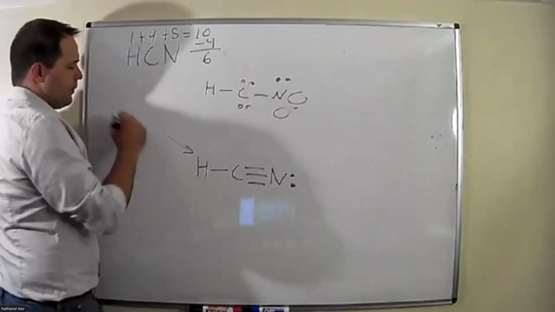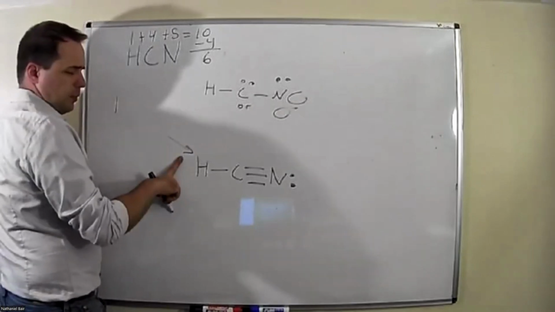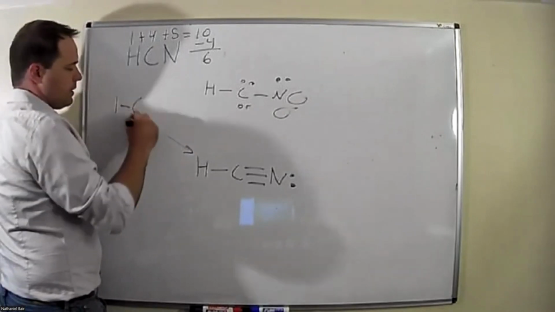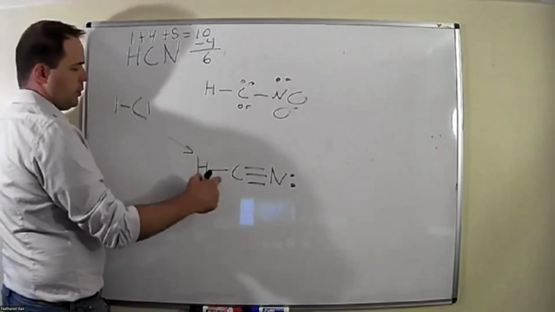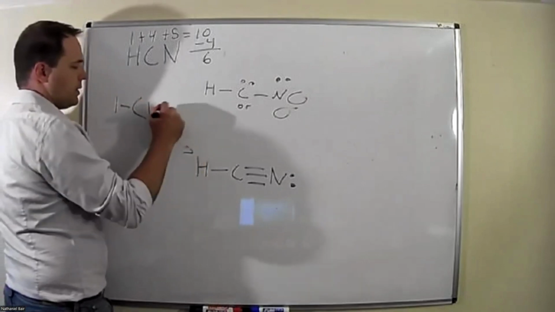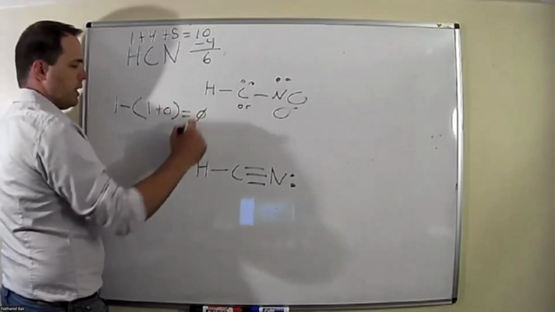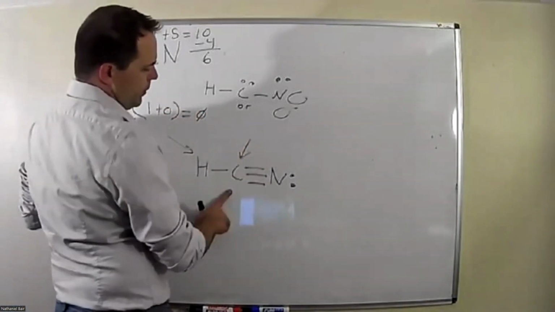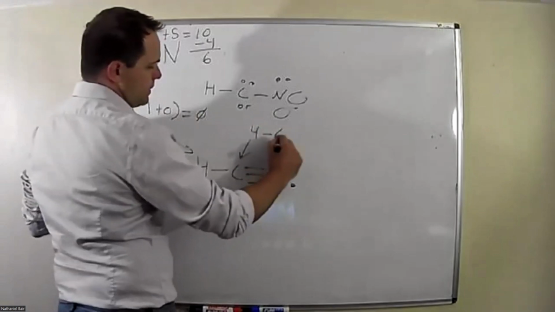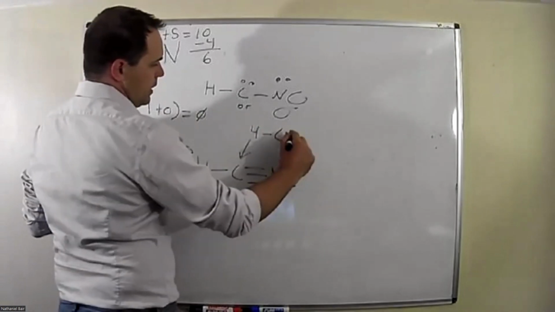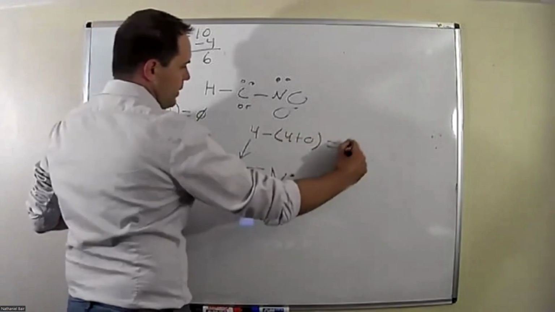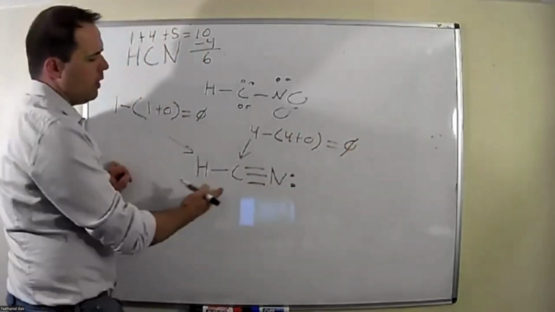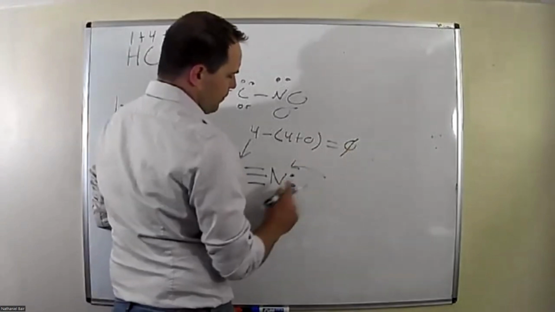Hydrogen. Okay, number of valence electrons. Hydrogen brings 1 valence electron to the party, minus the number of bonds it's making, 1, plus the number of electrons in lone pairs, 0. That hydrogen's got a formal charge of 0. Carbon. Carbon, 4 valence electrons. It's got 4 bonds, and it's got no electrons in lone pairs. That's 0. And then nitrogen.